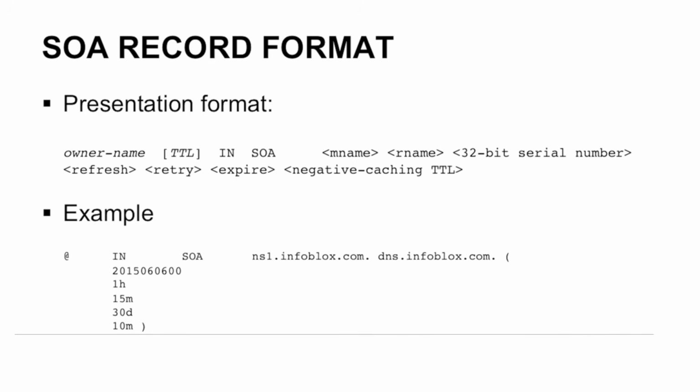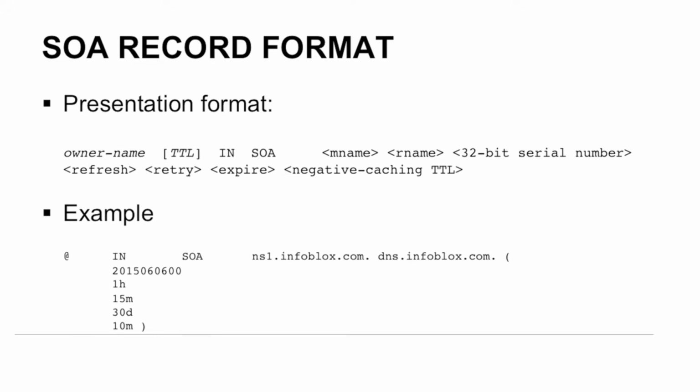Here's the format of an SOA record. The owner name is the domain name of a zone, and there are 7 record-specific data fields: the mname field, the rname field, the zone's serial number, the refresh interval, retry interval, and expire interval, and finally, the negative caching time to live value. Here at the bottom of the slide is an example of an SOA record.